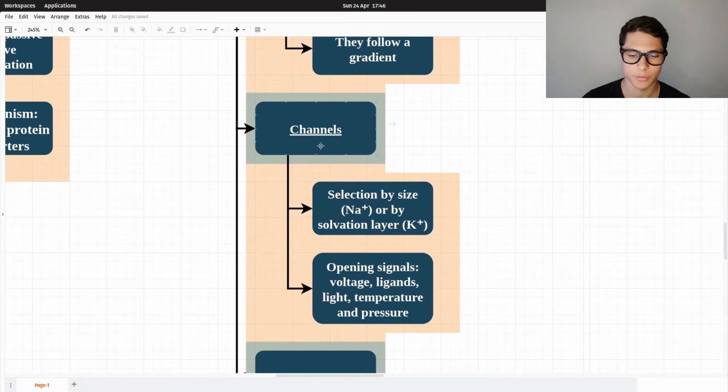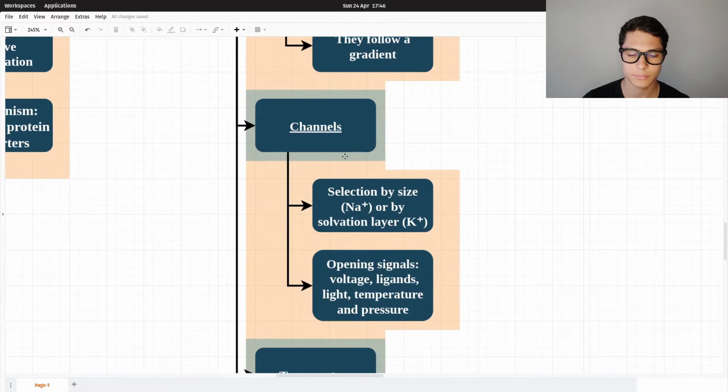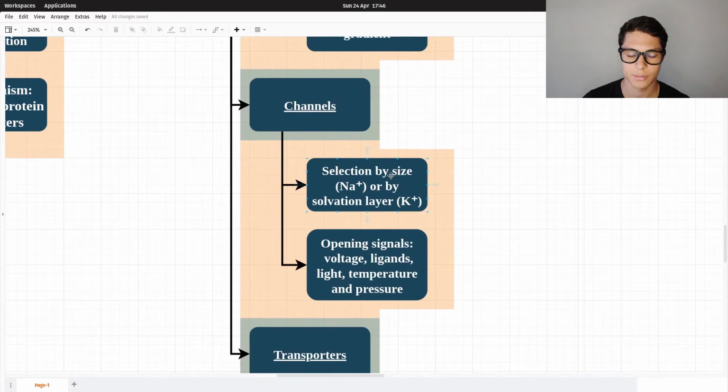So then we have channels. Channels make a selection of the ions by size. For example, in the sodium channel, only sodium can enter because it's so small that only sodium can go through. Or by solvation layer. And here I put potassium. Why potassium? Because potassium is bigger than sodium.